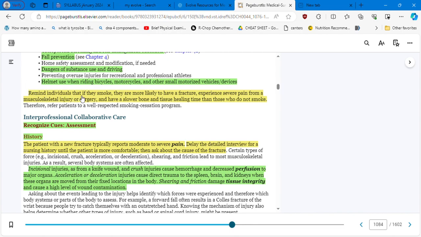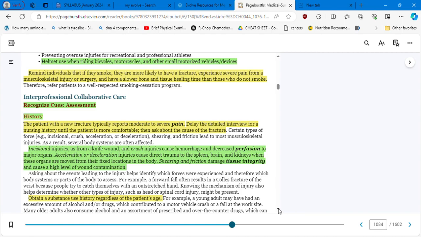Remind individuals that if they smoke, they are more likely to have a fracture, experience severe pain from a musculoskeletal injury or surgery, and have a slower bone and tissue healing time than those who don't smoke. So right there, smoking is not good. You need to avoid. It's not to reduce, you need to avoid smoking.